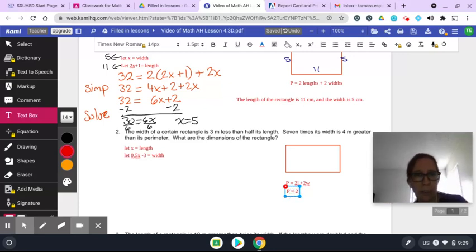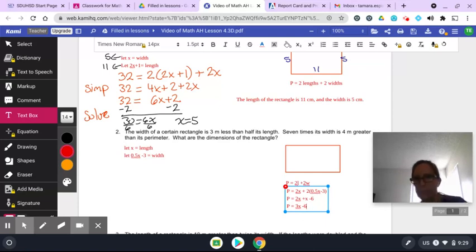2 lengths is x, and 2 widths is 0.5x minus 3. I want to clean that up. I don't want to be working with messy perimeter expressions. That is 2x. Half of 2 is 1. So plus x minus 6. That is still oh so messy. Cleaning it up still, perimeter expression is 3x minus 6.